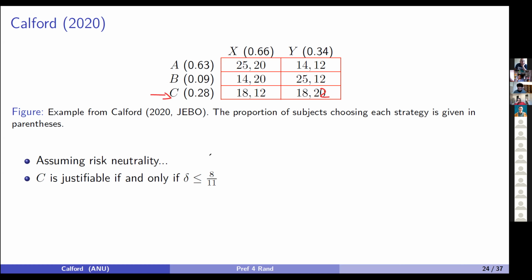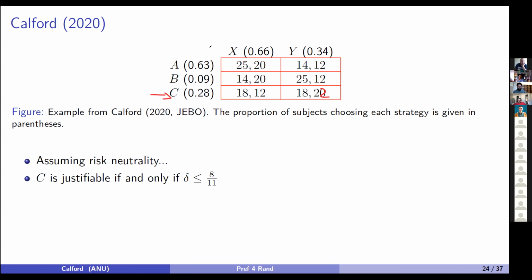I won't give you the calculations, but the intuition is that if delta is equal to 1, then I can mix a half A, a half B, and that will pay me on average, what is it, like 19.5. And that's better than playing C, which gets me 18. So if I have a strong enough preference for randomization, a half A, a half B dominates C. But as my preference for randomization drops beneath some threshold, it turns out to be 8/11, then C becomes justifiable for me.